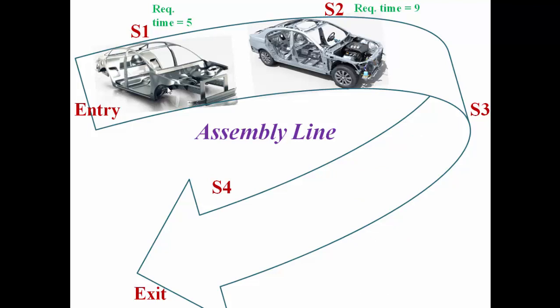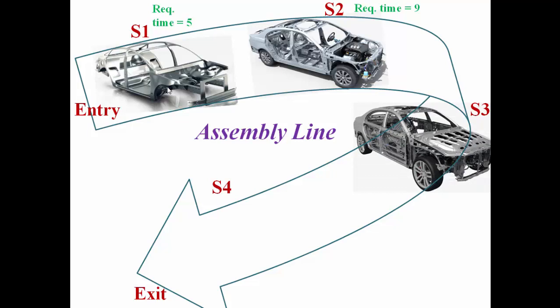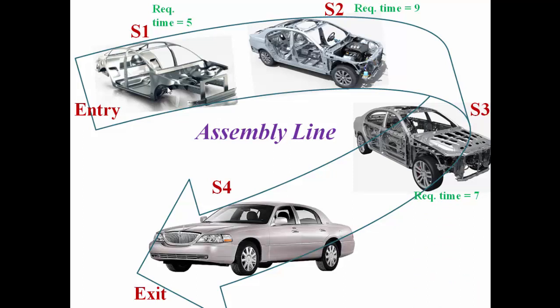Then we pass it to station number 3. Station number 3 will add the remaining parts and it requires, for example, 7 units of time. And then we pass it to the last station, that is station number 4. Station number 4 will add all the remaining parts and it requires, for example, 10 units of time. And after station number 4, at the end of this assembly line, or we can say at the exit gate, we have a fully finished car. This is simply known as assembly line scheduling, and the total time required by this assembly line is, suppose, 31 units. So this is all about what an assembly line is.